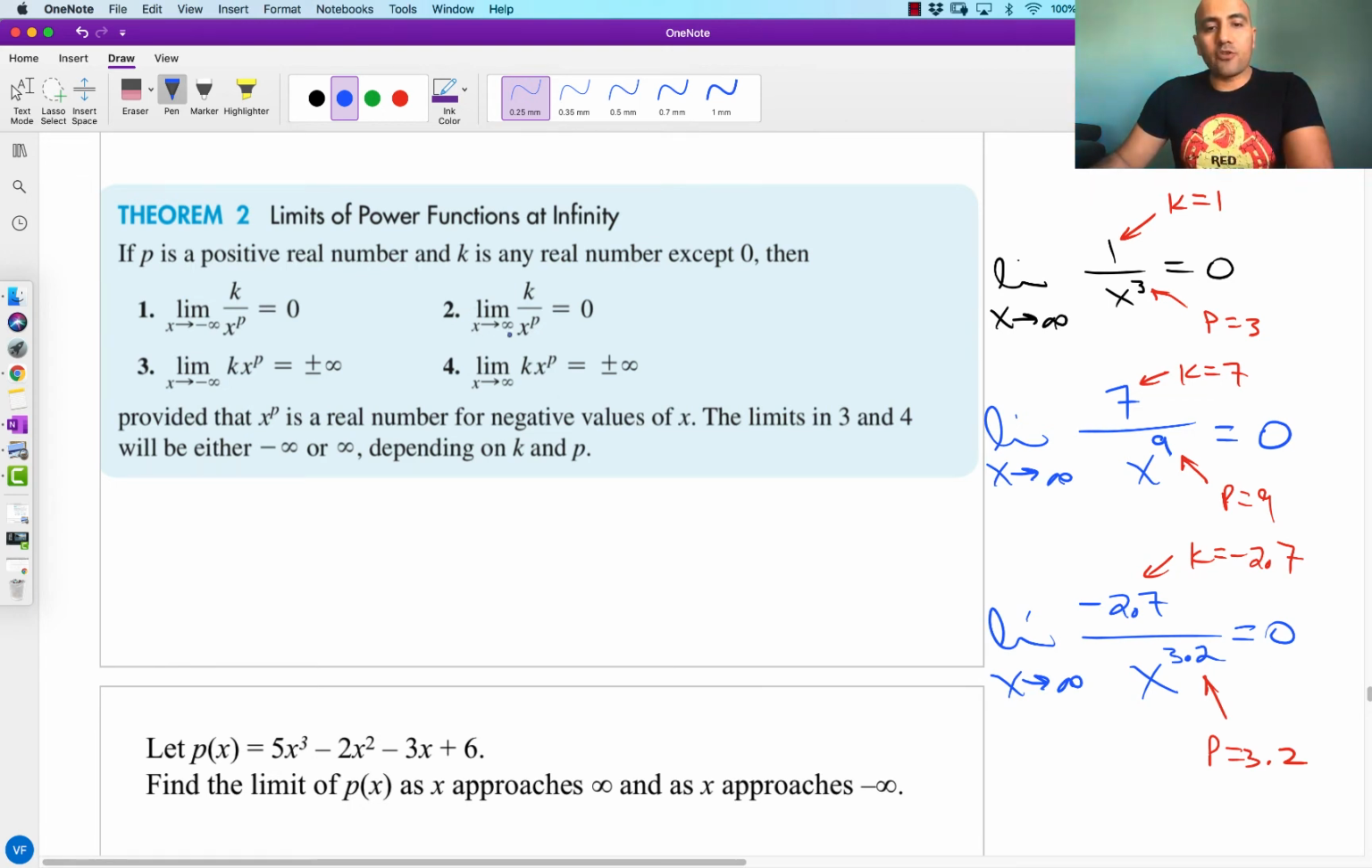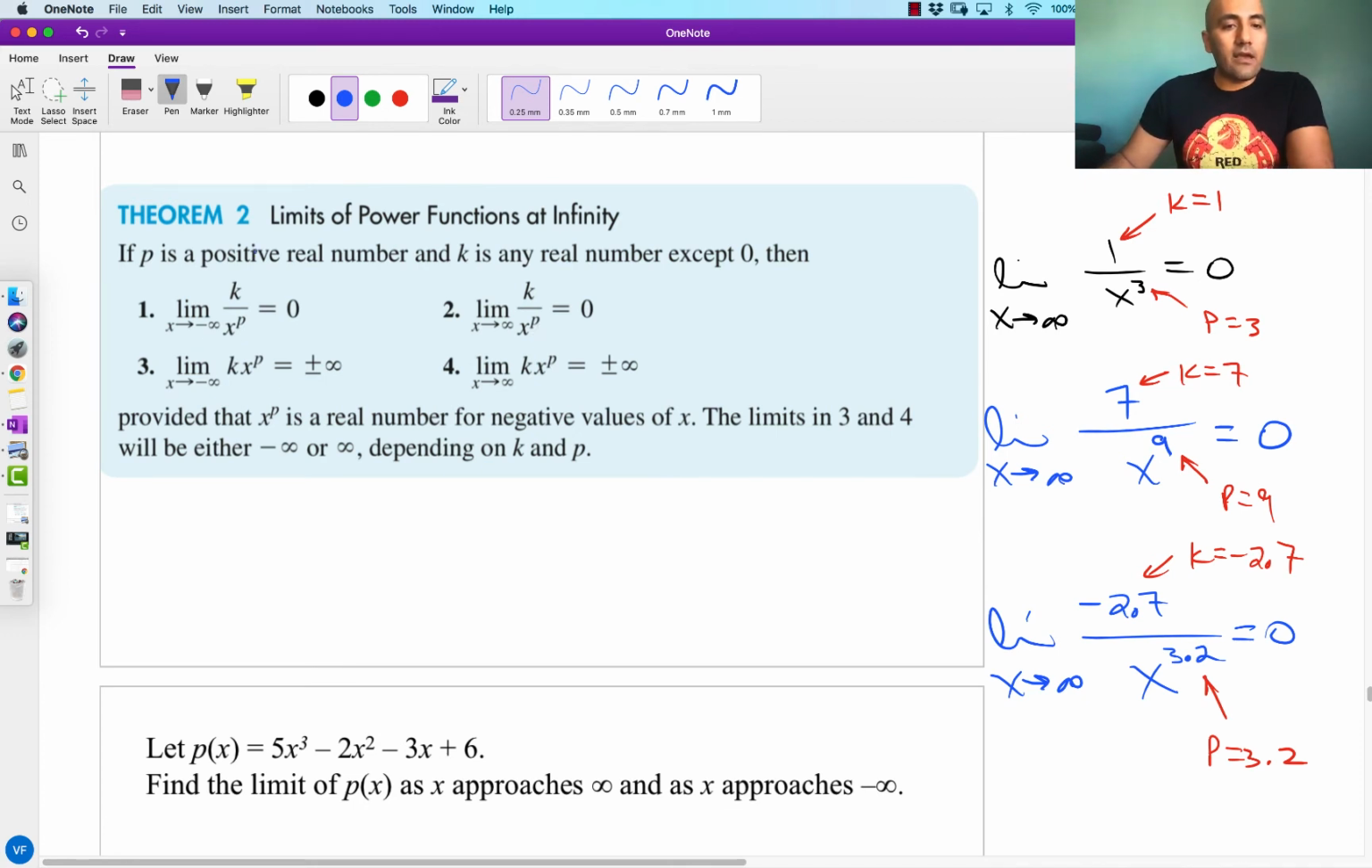The limit as x approaches positive infinity, right? As the input values get uncontrollably large, as we input values that are getting larger and larger toward the positive infinity direction, then this whole thing will get infinitely close to 0 as long as these conditions are satisfied. K could be any real number, positive, negative, decimal, doesn't matter, but p has to be a positive number. If we let p be a negative number, then we can simplify this by moving the x to the positive p power up to the numerator, and then that causes problems, right? So we're going to make sure that it's positive.